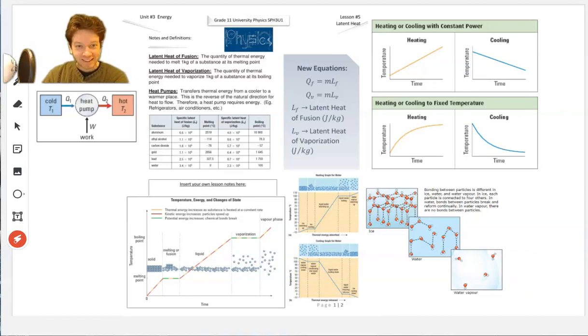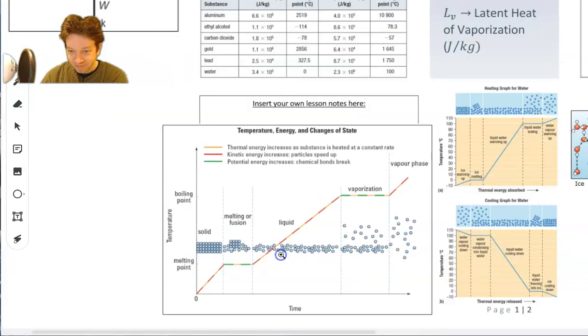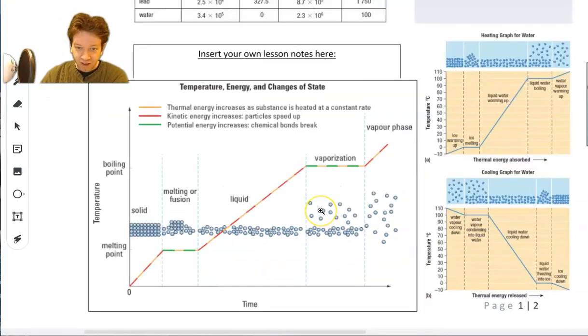Alright, so this is lesson 5 for energy. We're going to be doing latent heat today. So what is latent heat? So I have a cooling curve down here. Let's just look at that first. Well, I should say it's a heating curve, because you don't really cool anything, you just lose heat. Okay, or you lose thermal energy.